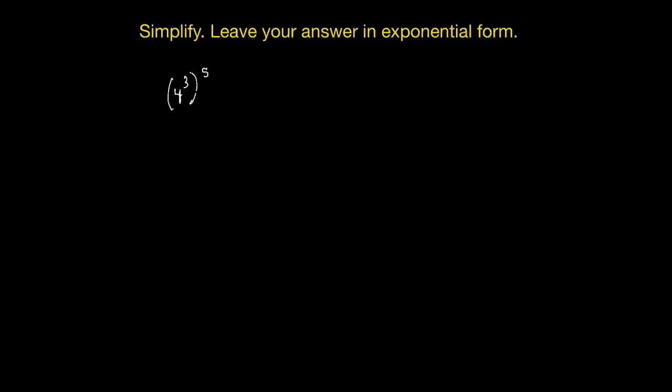It says simplify and leave your answer in exponential form. So if we follow the power rule, here 4 is the base and 3 and 5 are the exponents. So I can rewrite this as 4 to the power of 3 times 5. And then 3 times 5 is a total of 15. So that would be the simplification here.